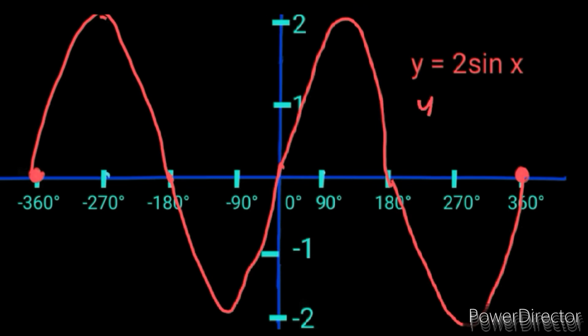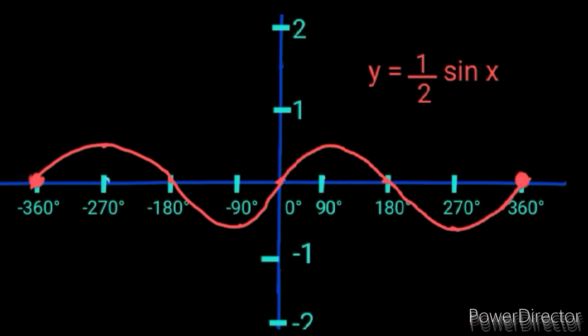What about if we make A a half? This is how it is going to look if the amplitude is a half. Notice the lowest part is -half and the highest part is half. So it ranges from -half to half. So this is what A affects. A affects the vertical stretch.